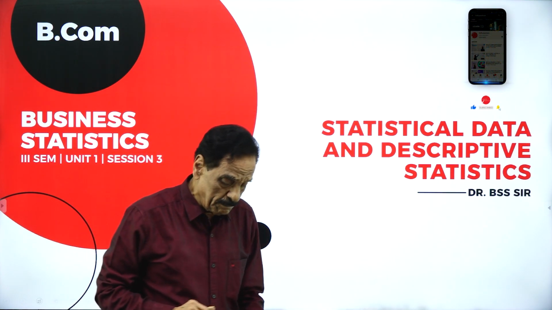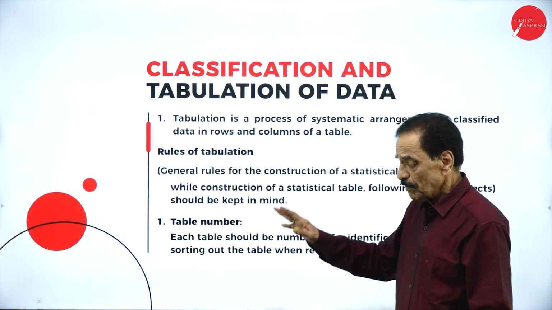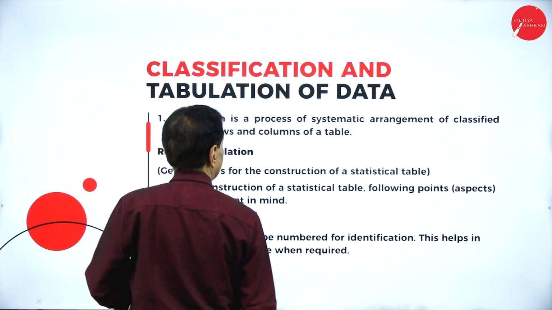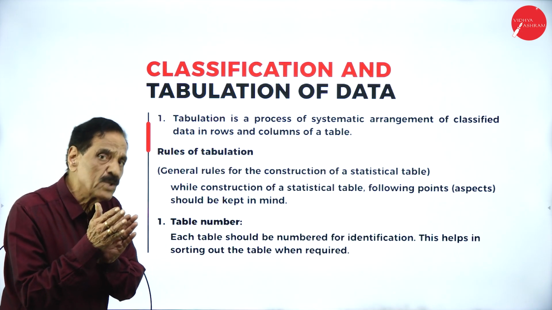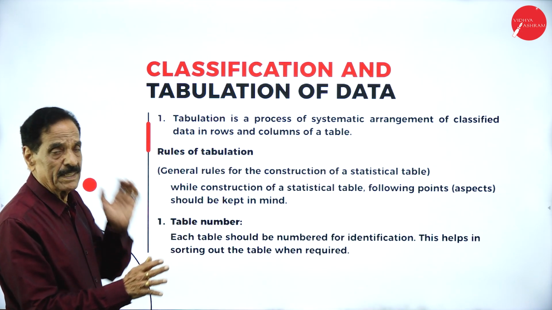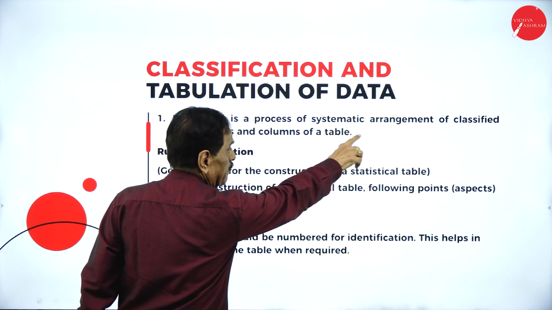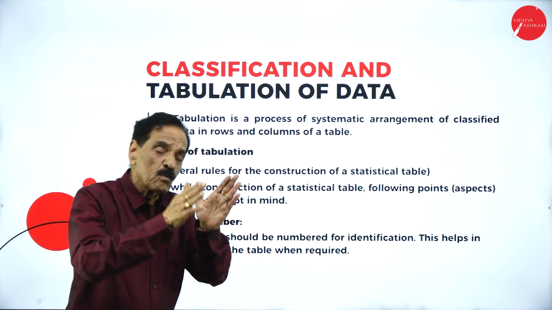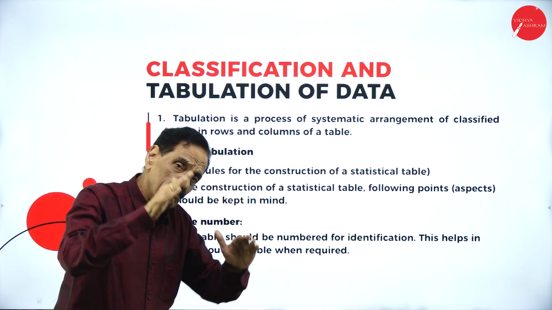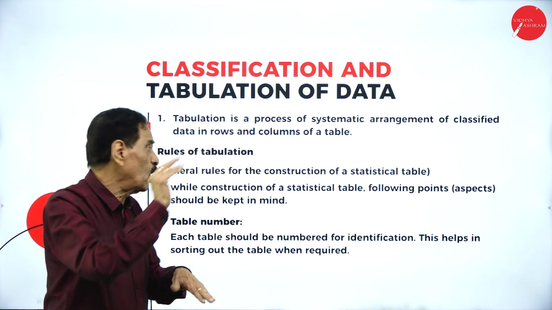Statistical data and descriptive statistics are considered. Classification and tabulation of data. First, I am going to explain what is tabulation and how to classify that. Tabulation is a process of systematic arrangement of classified data in rows and columns. Whatever the items come, they should be arranged according to rows and columns.